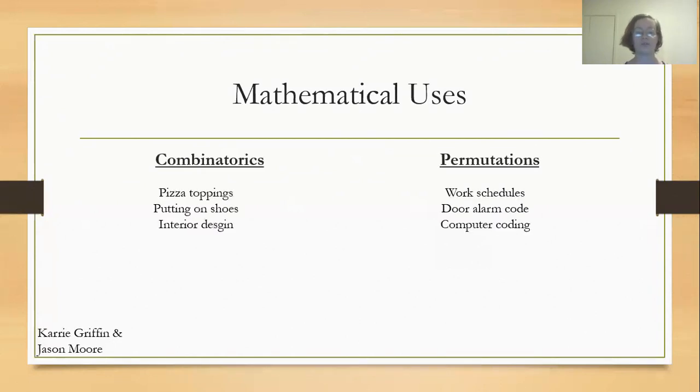In real life, combinations include pizza toppings, putting on your shoes, and interior design. What I mean is, do you really have to put the left shoe on first or the right shoe? It doesn't matter. The same thing when you're ordering a pizza, especially online. It doesn't matter if you choose cheese first or meat first and come back to cheese, you'll have a pizza by the end of it. And then you go to the permutations.